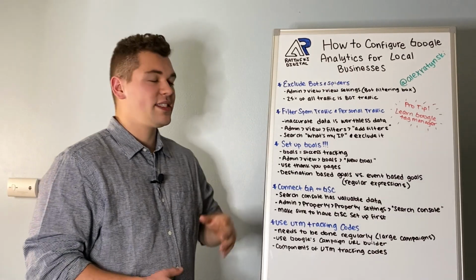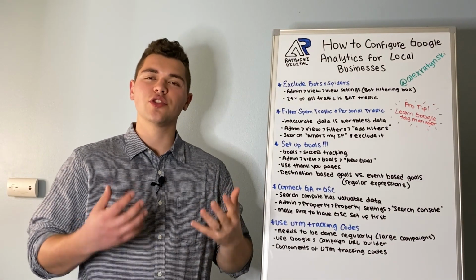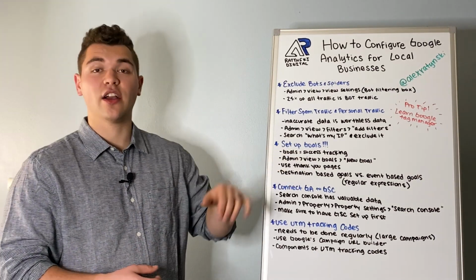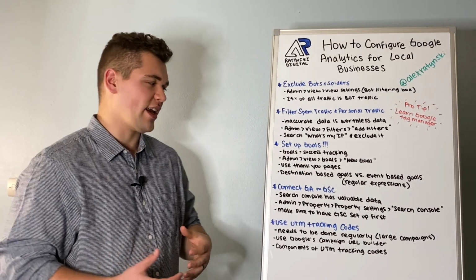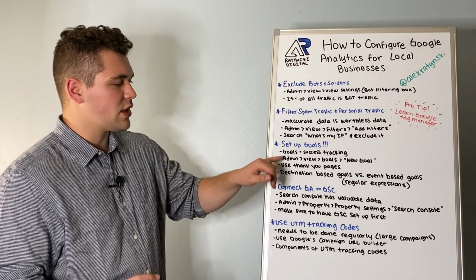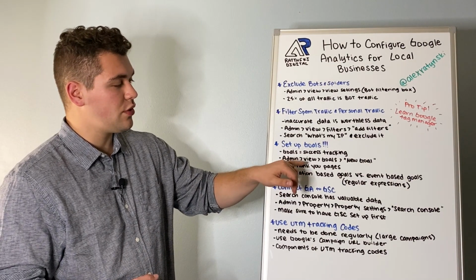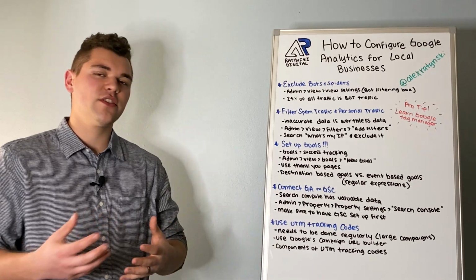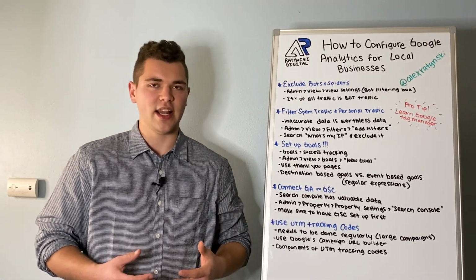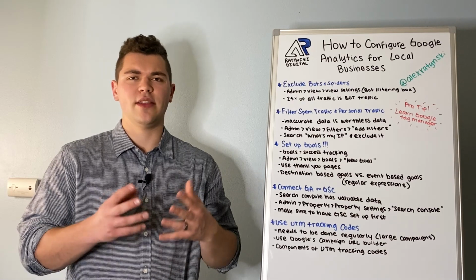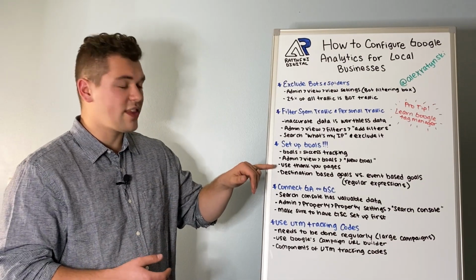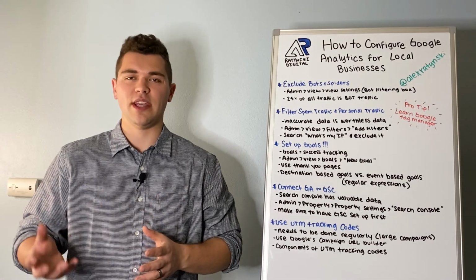Number 3, setting up goals. Goals are super important because setting up goals helps us to track our success, right? It's success tracking. So we can set up goals by going to Admin, View, Goals, and then New Goal. And there's a variety of different goal types that we might be able to set up. And it really depends on the business and what you're looking for. But one of the most popular ones is a thank you page or a destination-based goal.